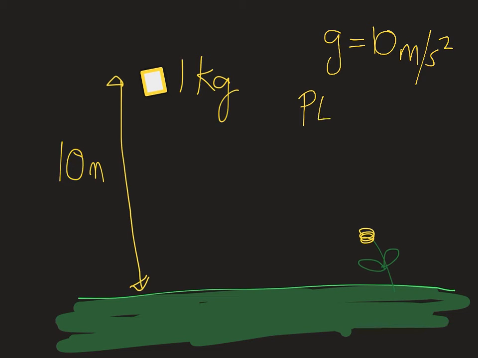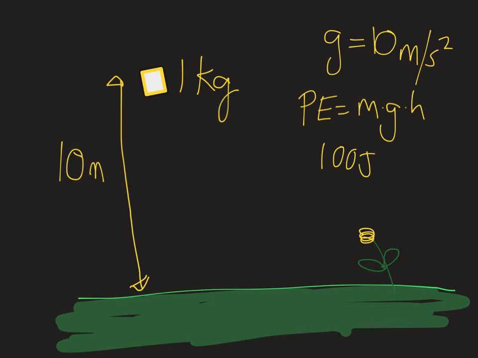Then we can work out its initial potential energy. PE, potential energy, is equal to its mass multiplied by the force of gravity, which we said was 10, times its height, which is 10 as well, 10 meters. So the potential energy when it starts is 1 times 10 times 10, which is 100 joules of energy that it's starting off with.